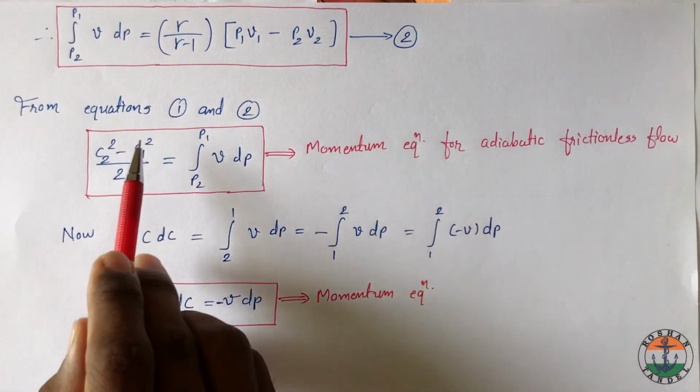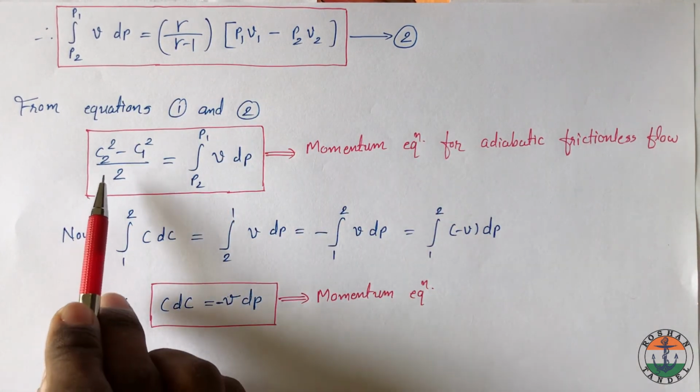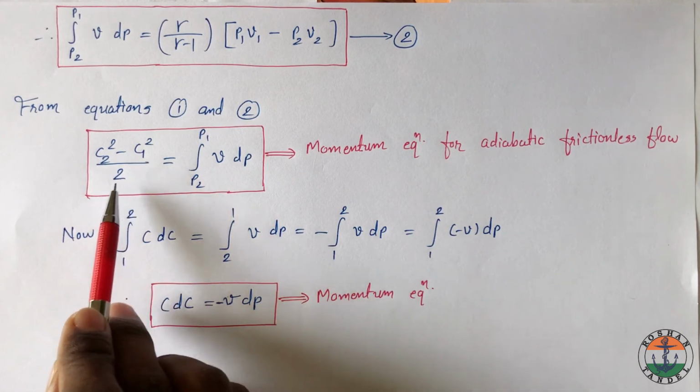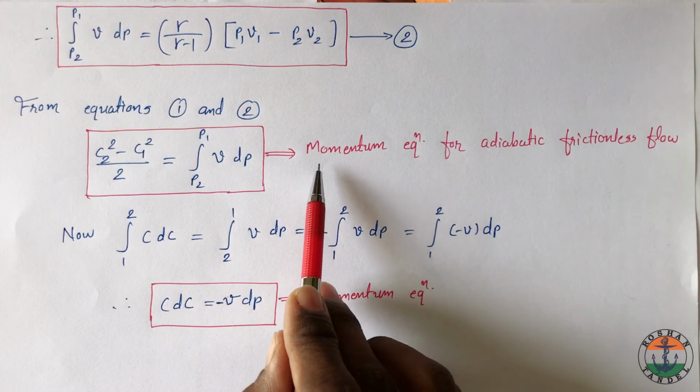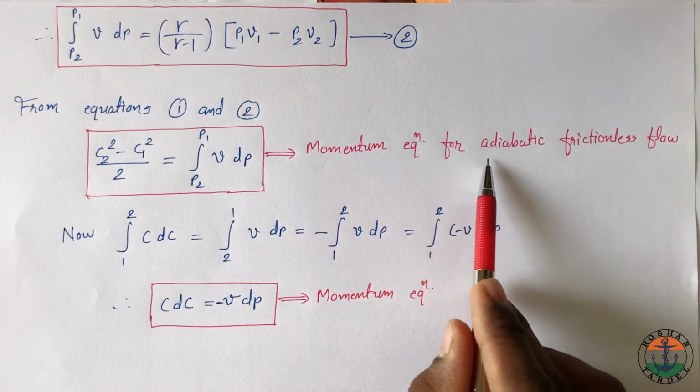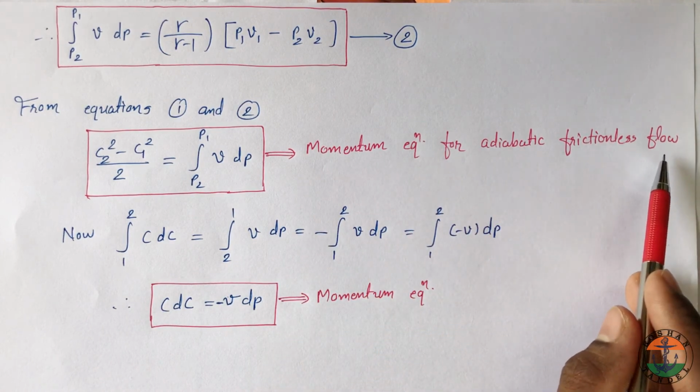From the equations 1 and 2, you will get final value C2 square minus C1 square by 2 is equal to integration of P2 to P1 V dP. This is called momentum equation for adiabatic frictionless flow.